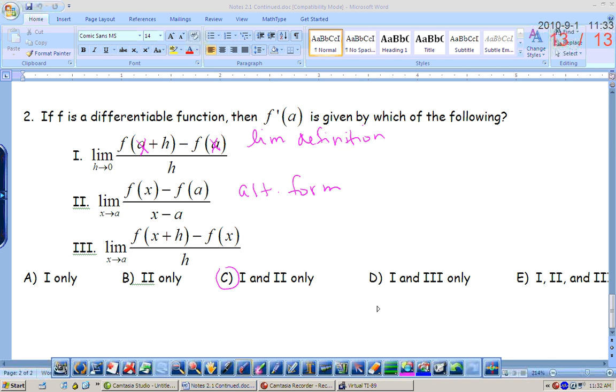What is wrong with number 3? It shouldn't be x approaches 0. It should be h approaches 0. Right.